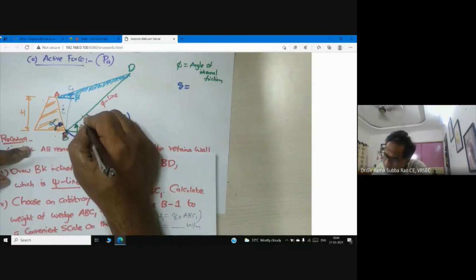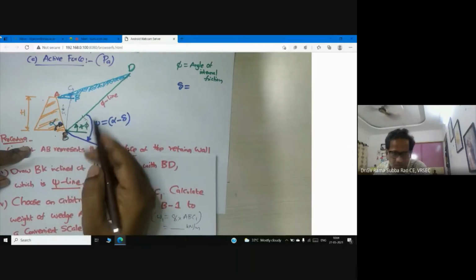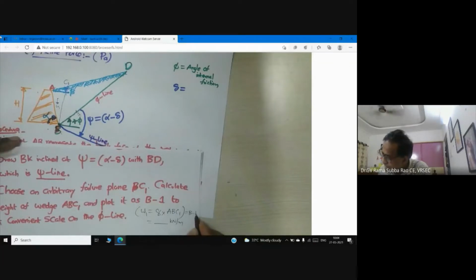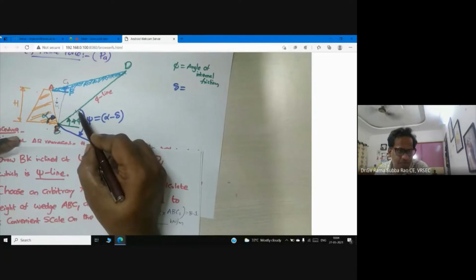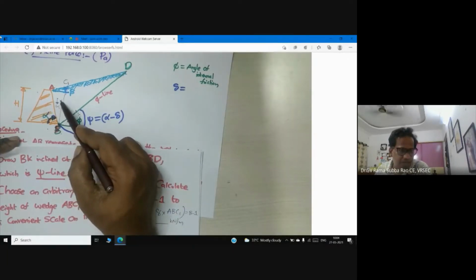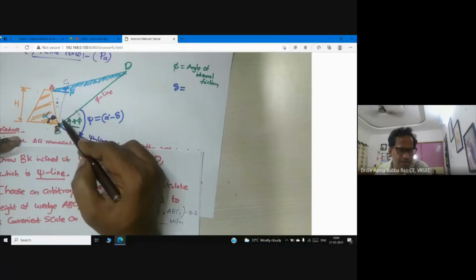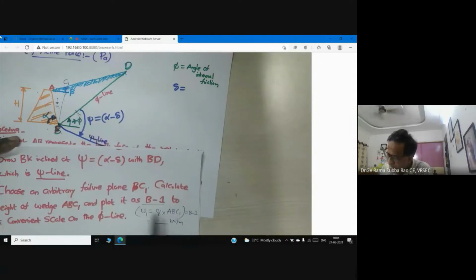So let me write B1. You see here it is B1. So now B1 is equal to, this is B-1, the weight. I just converted weight into a linear measurement. I have converted a parameter which is in equivalent units of weight into a linear measurement. So B1. This is what happened. You need to take B1 to a convenient scale on the phi line.